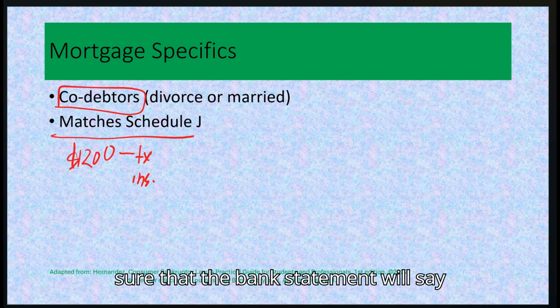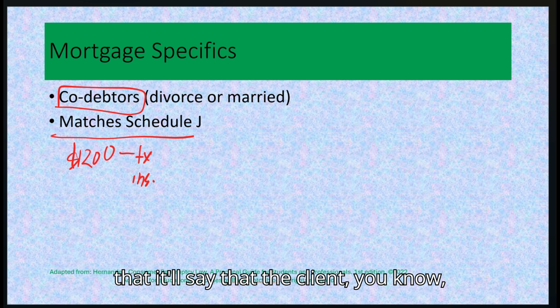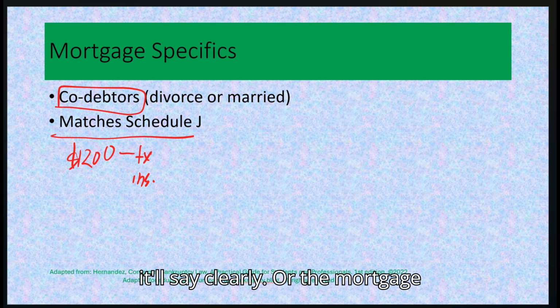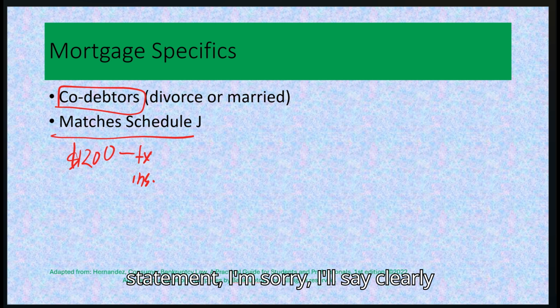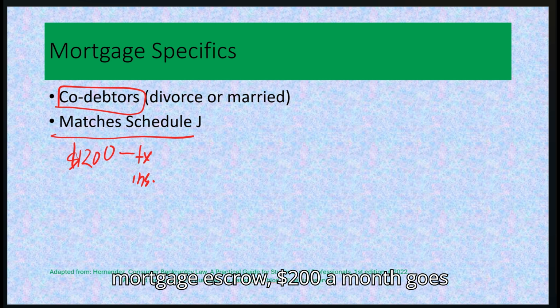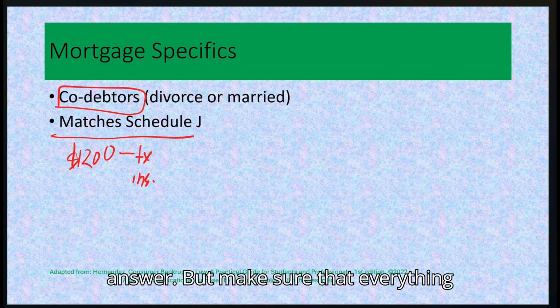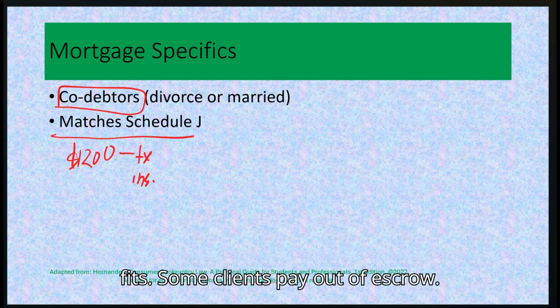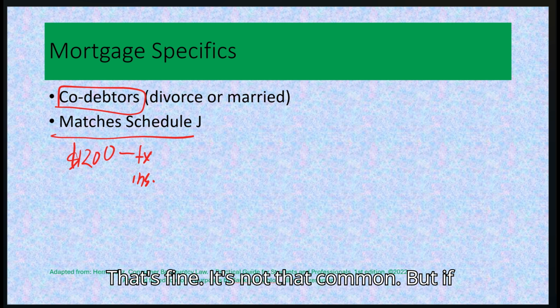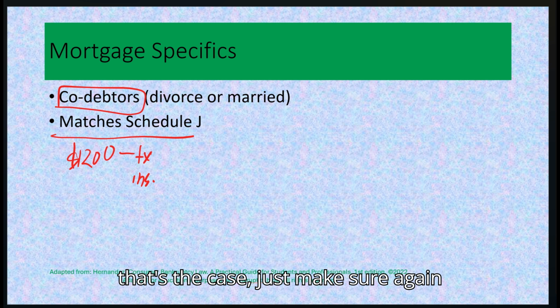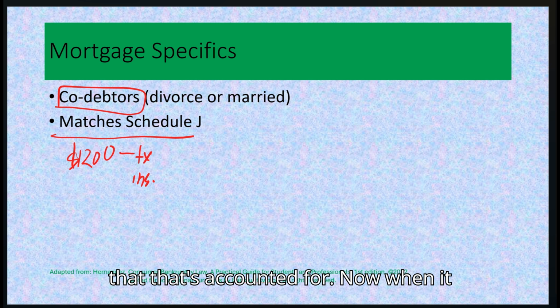So you have to make sure that the bank statement, or the mortgage statement, I'm sorry, will say clearly mortgage escrow, $200 a month goes towards the escrow, and then there's your answer. But make sure that everything fits. Some clients pay out of escrow. That's fine. It's not that common, but if that's the case, just make sure again that that's accounted for.